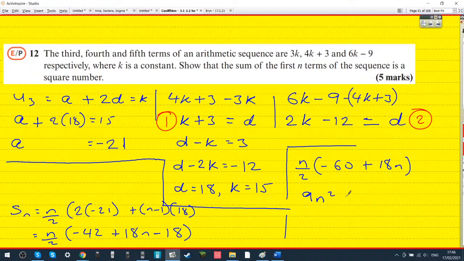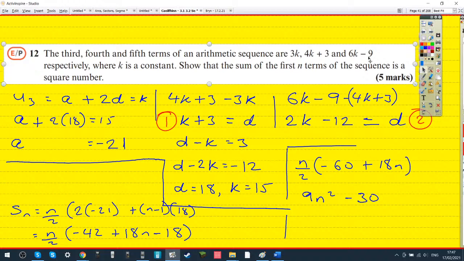So minus 30n plus 9n squared. So 9n squared minus 30. And we have to show that it's a square number. It seems wrong. Something seems wrong. If it's a square number, let's see.